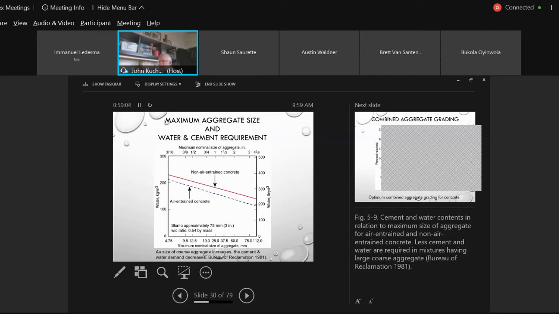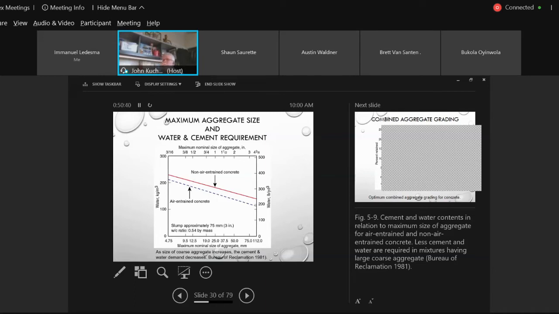increases, the water demand decreases. If the water demand decreases, and we're going to be talking about what we call a water-cement ratio. There's a certain ratio we need between water and the amount of cement we need for strength. That'll also decrease. More economics, less cement. Okay? Now, they've done testing. They use a slump of approximately 75 millimeters. They had a water-cement ratio of 0.54.